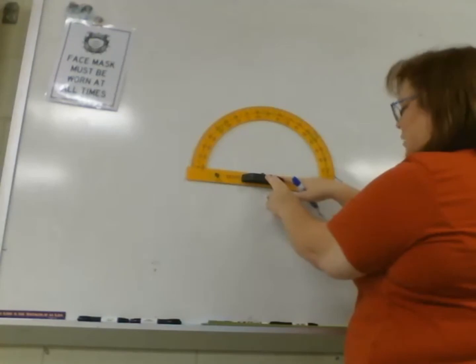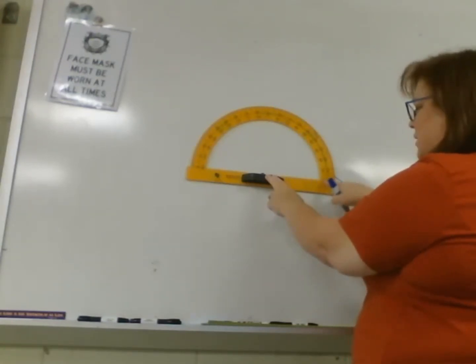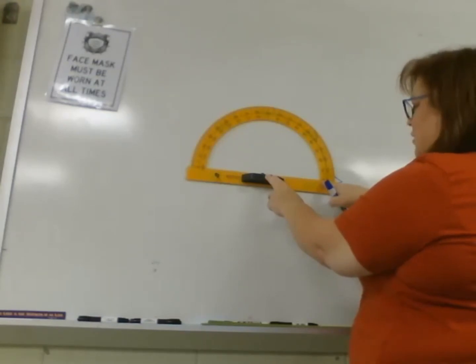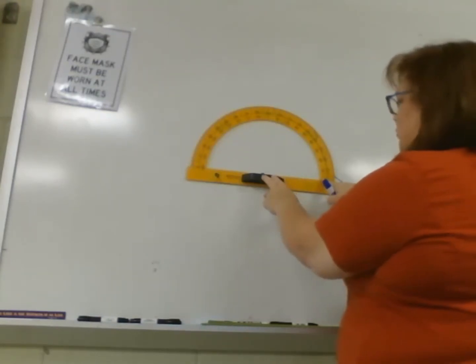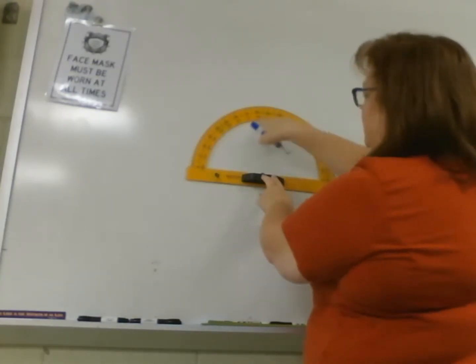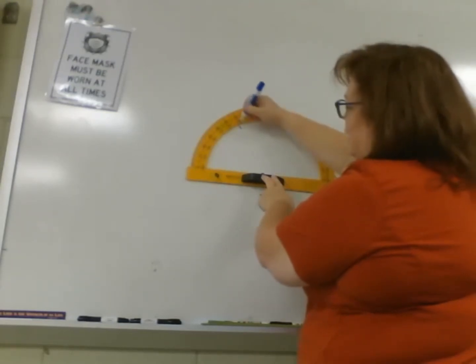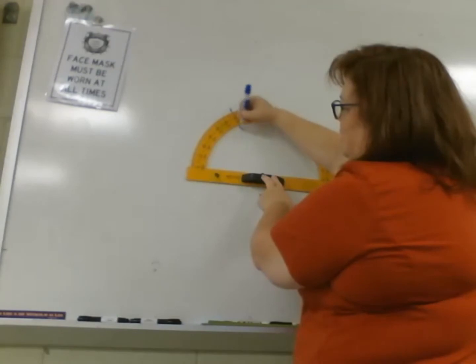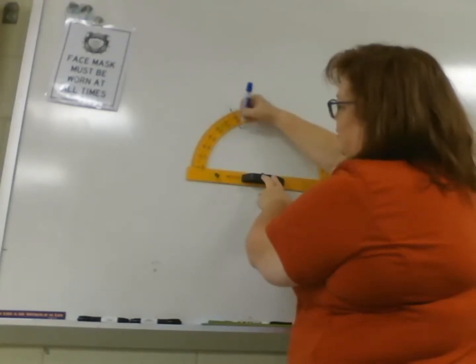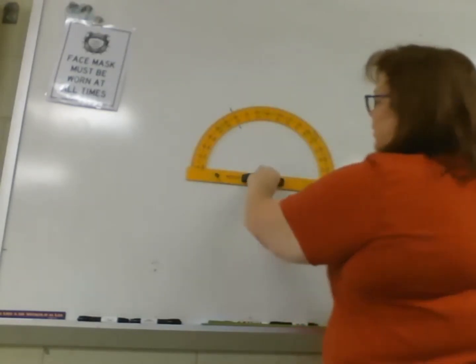I have to stop and think every time. Which 0 did I use? This time I used the inside 0. So I'm only looking at inside numbers. 0, 10, 20, 30, 40, 50, around to 120. Now I can mark mine on the inside, but you can mark yours on the outside. That's the same thing right there. All right, it will not matter.